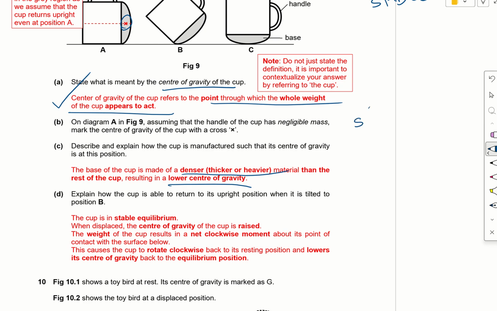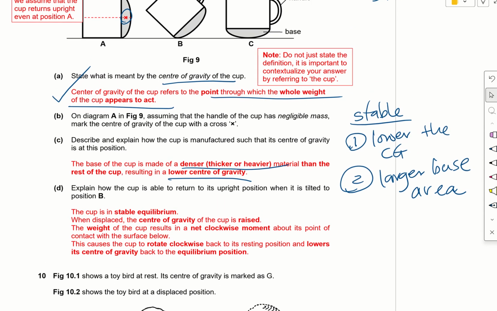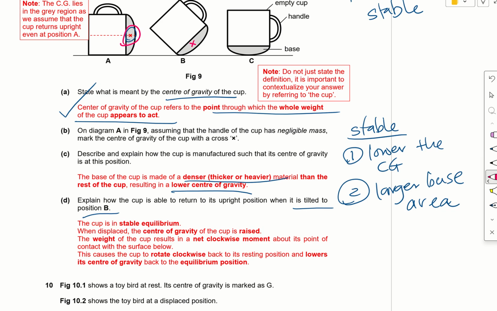Now, in order for something to be stable, there are two factors. The first one is the lower the CG, the more stable. And the larger base area. So explain how the cup is able to return to its upright position when it's tilted to position B. So the CG will still be here. Do you notice that the CG when it's unstable is higher than when it is stable? So C shows that it's stable. A shows that it is unstable, because after that, it will rotate clockwise. So you see that the CG position is higher than the CG position in C.